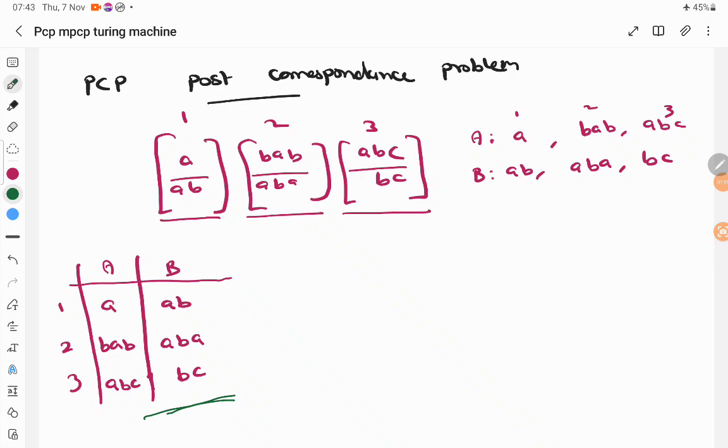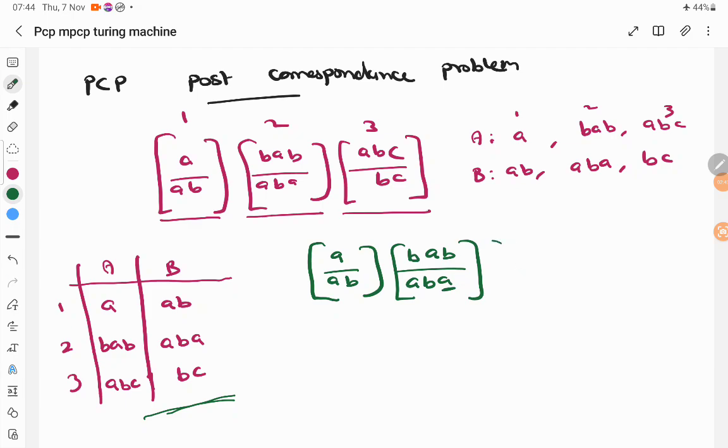Okay, now the actual goal here is to arrange these dominoes such that the string formed by the numerators is equal to the string formed by the denominators. I'll give you a solution for this problem. I have taken a very simple problem. So start with this domino, A and AB. Now I have A in both numerator and denominator, and here I have an extra B. So in order to match this B, I should have a domino that starts with B at the top. The domino that starts with B at the top is this one, BAB and ABA. So this B matches, this A matches, this B matches.